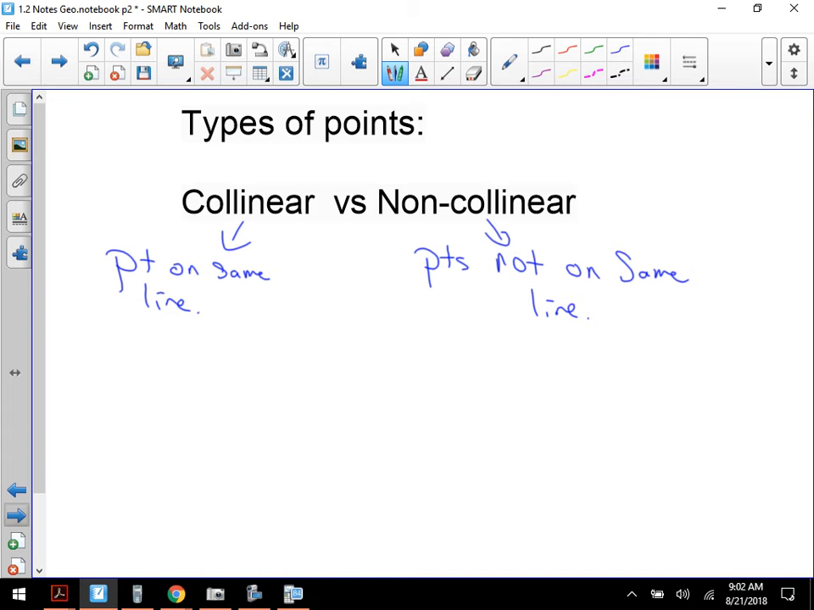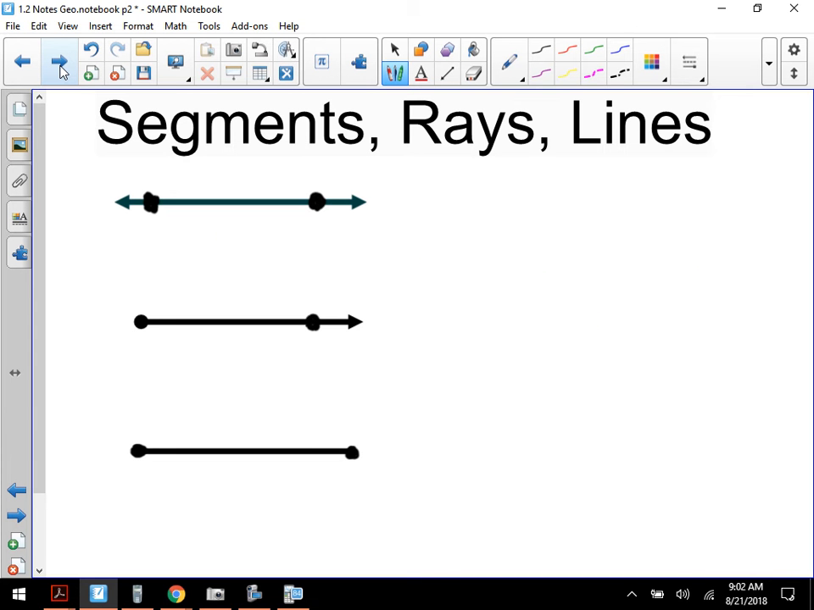Now, 2 collinear points create a line. 3 collinear or non-collinear points make a plane. But if you look at that picture, what do 3 non-collinear points also create? It has 3 sides, right? Exactly. The triangle is a set of 3 non-collinear points. So again, you worked with a lot of this. You just didn't know that you were working with the vocabulary of it.